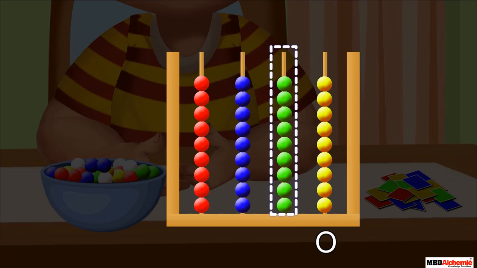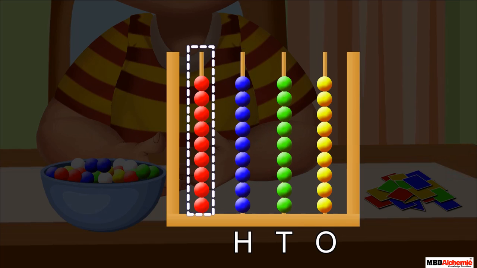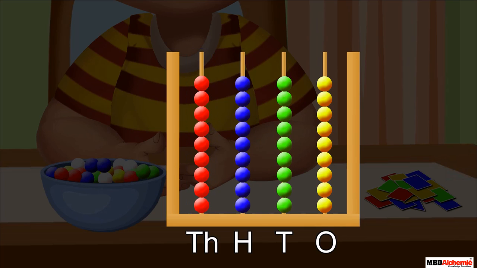Here, the rightmost spike represents the ones place. The second spike from the right represents the tens place. The third spike from the right represents the hundreds place. And the leftmost spike represents the thousands place.